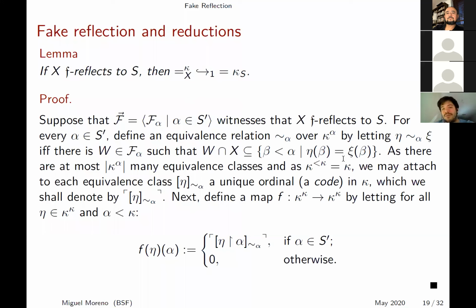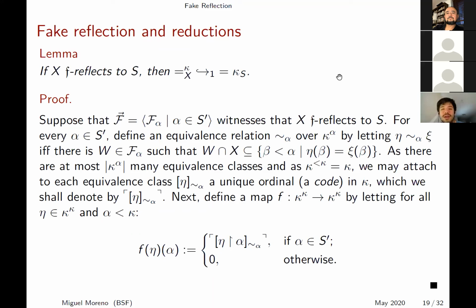Okay. But now we know that the first property of filter reflection is that it captures clubs. So for club many alphas, C intersected alpha is going to be in F alpha. So W is going to be just the club intersected alpha, the club that witnesses that eta and xi are related. So that gives one direction.